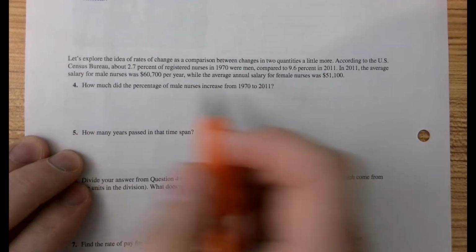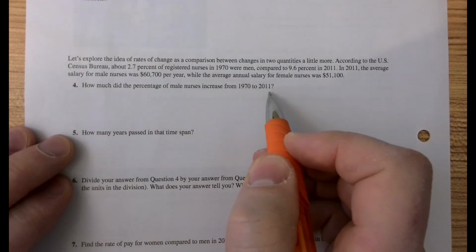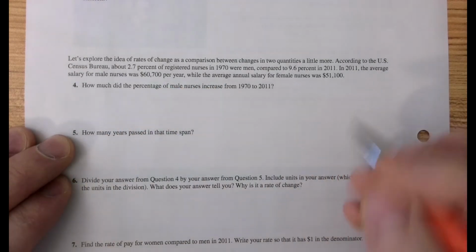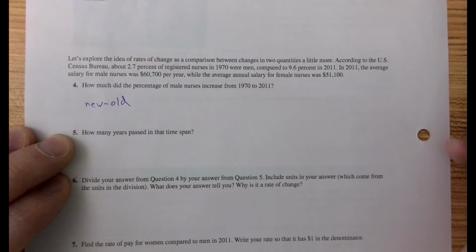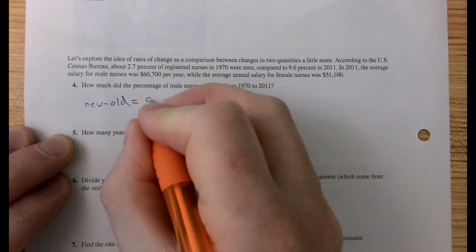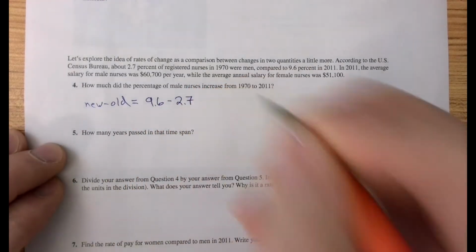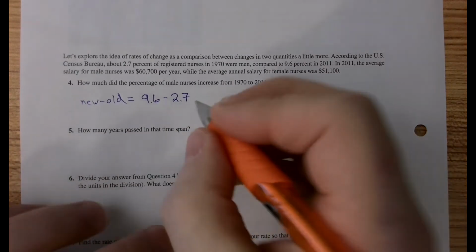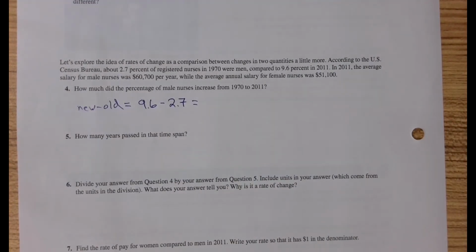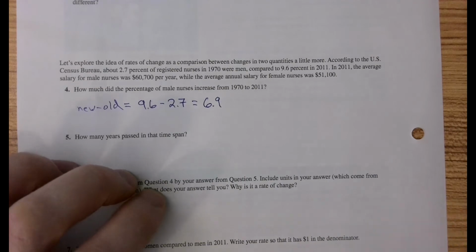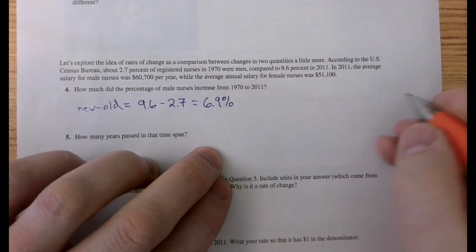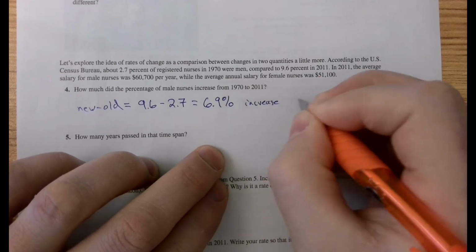Let's start with how much the percentage of male nurses increased from 1970 to 2011. This is an actual change, or just the difference between the two values. So we're going to do the new minus old calculation, just like you did in project 1. That's 9.6 minus 2.7. So what is that value? I really should know, y'all, but I don't trust myself in these videos. So 9.6 minus 2.7 gets us, of course, 6.9. And let's be clear what this 6.9 is. This is a 6.9% increase in male nurses.